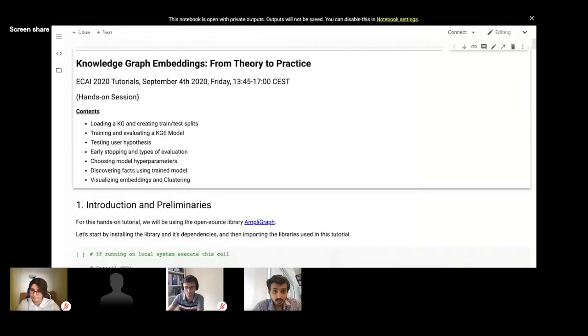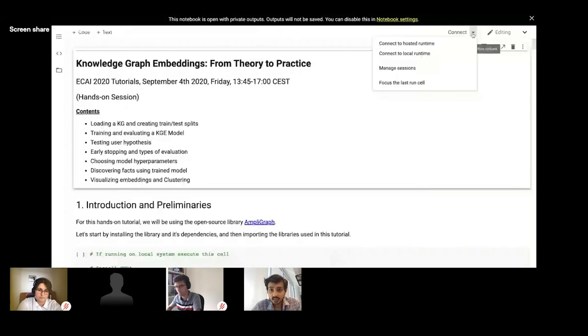Yeah. So now you will be able to see this Colab screen, and you can run the code along with me. All you have to do is, on the top right, click on connect to hosted runtime, and then it will connect to the GPU instance and so on.